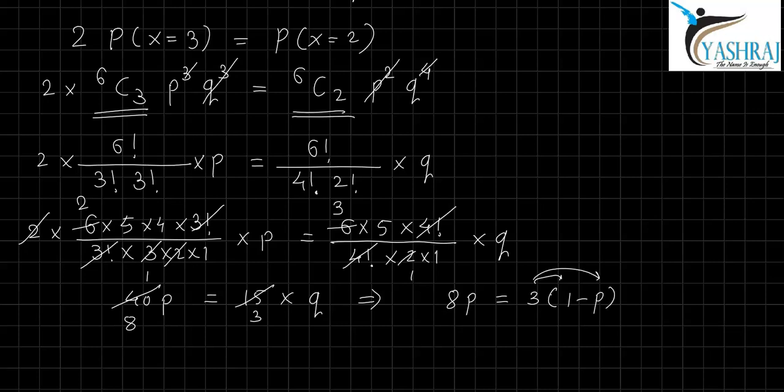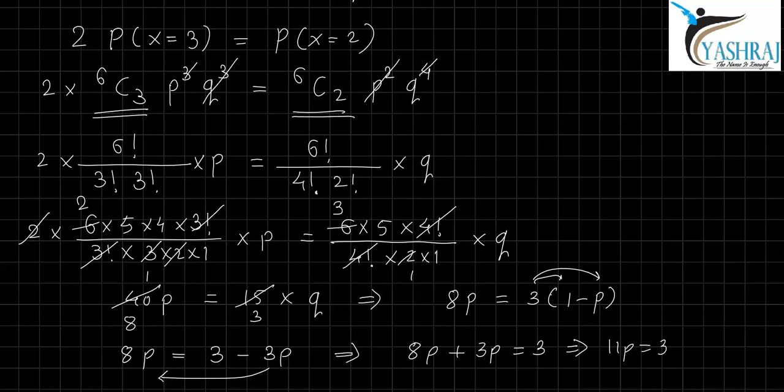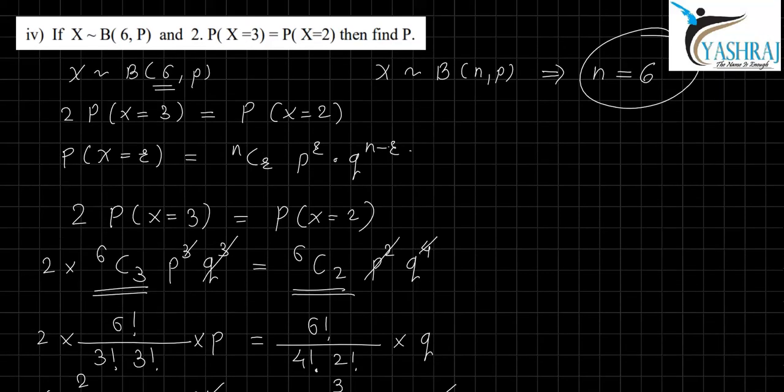Now try to distribute 3 over the bracket. We might have 8p equals 3 ones are 3 minus 3 into p becomes 3p. Now try to shift that 3p from RHS to LHS. We will get 3p plus 8p equals 3. So 8p plus 3p becomes 11p equals 3. Now for finding the p value, try to shift that 11 from LHS to RHS. We might get the p value becomes 3 by 11, and that value we have to find here.